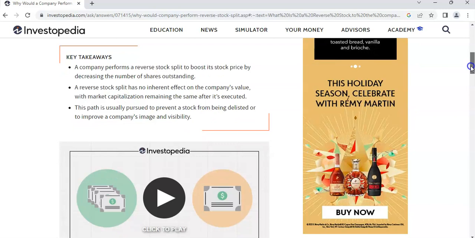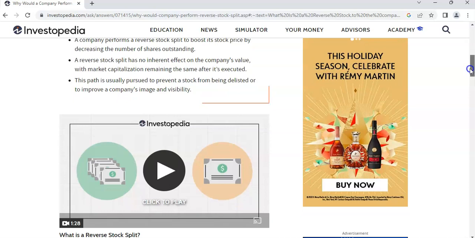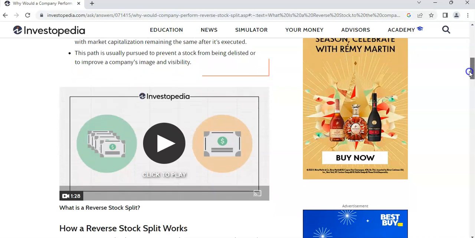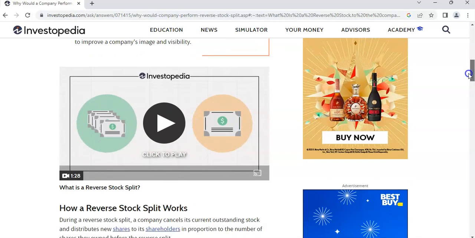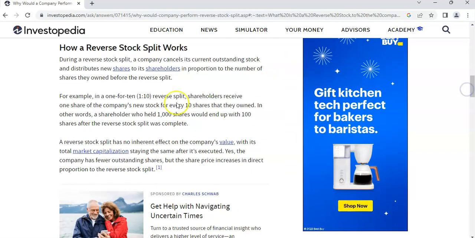Key takeaway here says a company performs a reverse stock split to boost a stock price by decreasing the number of shares outstanding. A reverse stock split has no inherent effect on the company's value, with market capitalization remaining the same after it's executed. The path is usually pursued to prevent a stock from being delisted or to improve a company's image and visibility. So this is how a reverse stock split works.